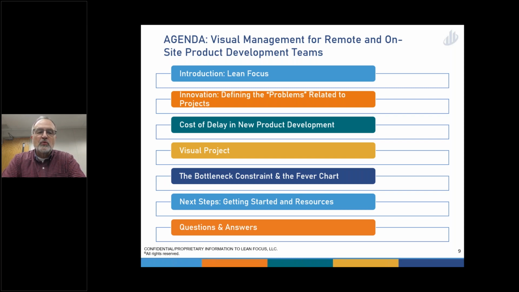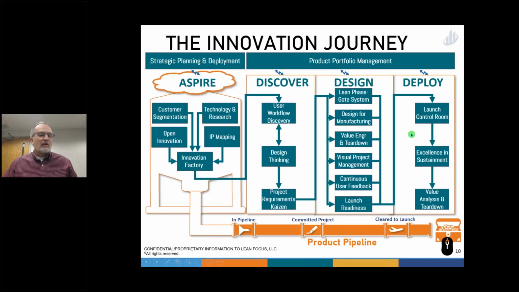Then we'll move into visual project management and then to some stuff that, up until this point, I think a lot of it's quite common. We'll also move into some things we got from Eli Goldratt, the bottleneck constraint and fever chart from back in the 90s when he developed these things. But we'll put them to use in a little bit more modern way than maybe you've seen before. And then we'll talk about some next steps. So that's where we're headed.